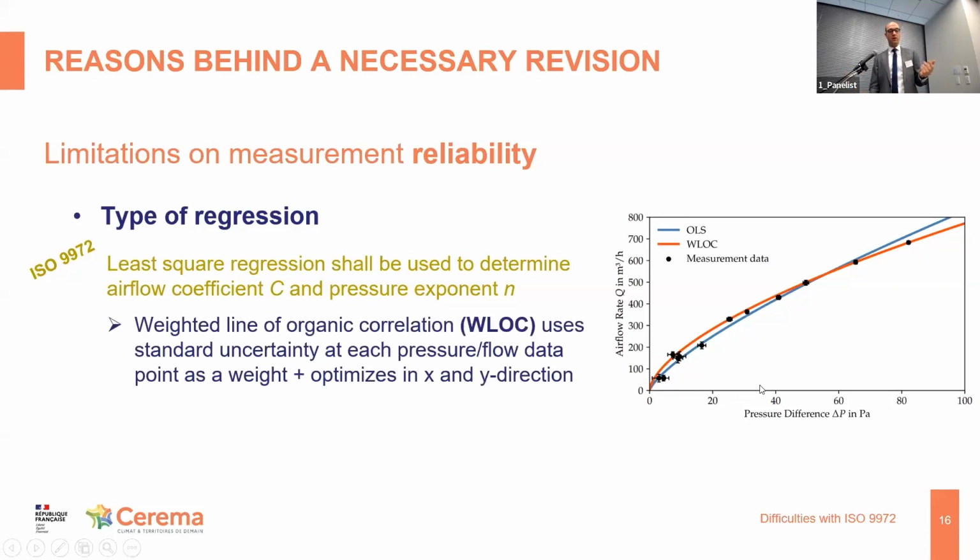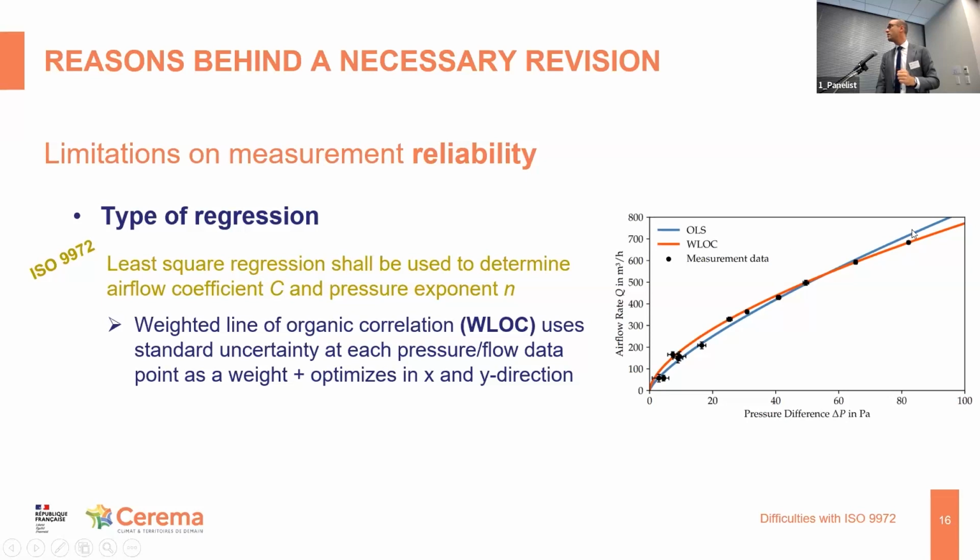So the authors recommend to use a weighted line of organic correlation, which uses the standard uncertainty at each pressure and airflow point as a weight for a possible regression of all the data, and additionally optimizes the distance in the X and Y direction. You can see it here on the graph. The blue line, these are the measured pressure points, and you see the standard uncertainty shown as the error bars here.